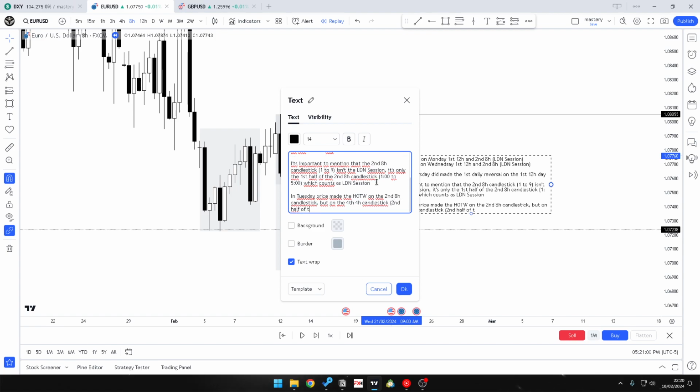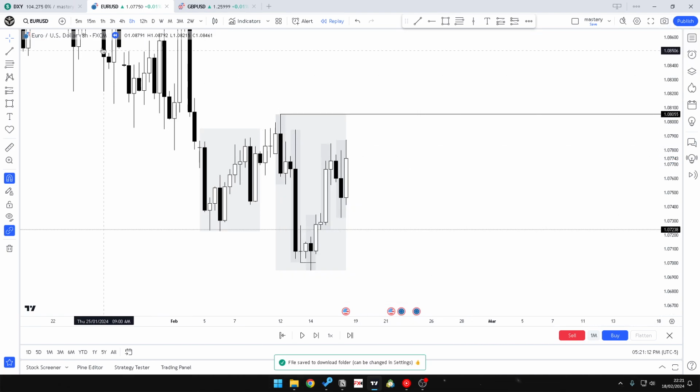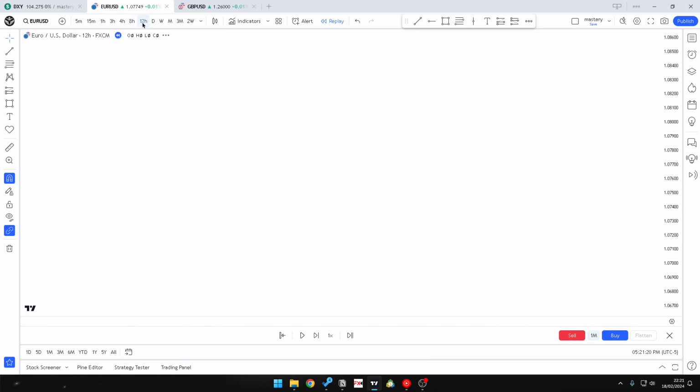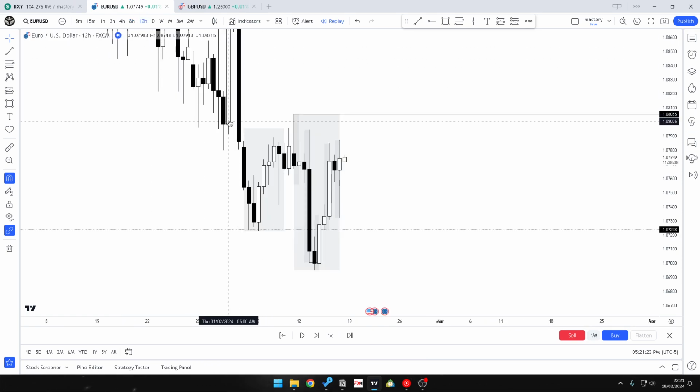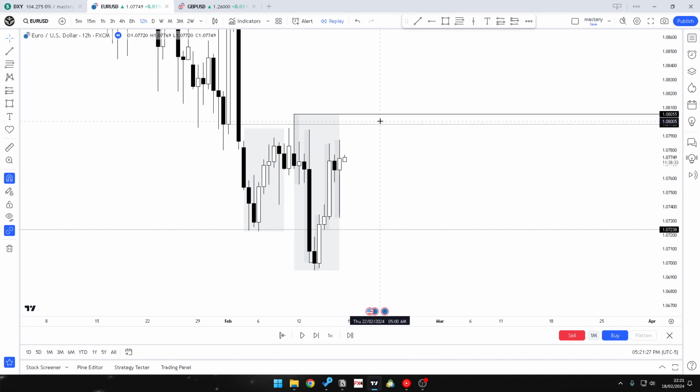Second half of the second 8-hour candlestick on the New York Kill Zone. That's an important thing to note. So weekly open, price set above this high into a key level that I noticed and noted right here. This was the key level, which was this 12-hour order block.